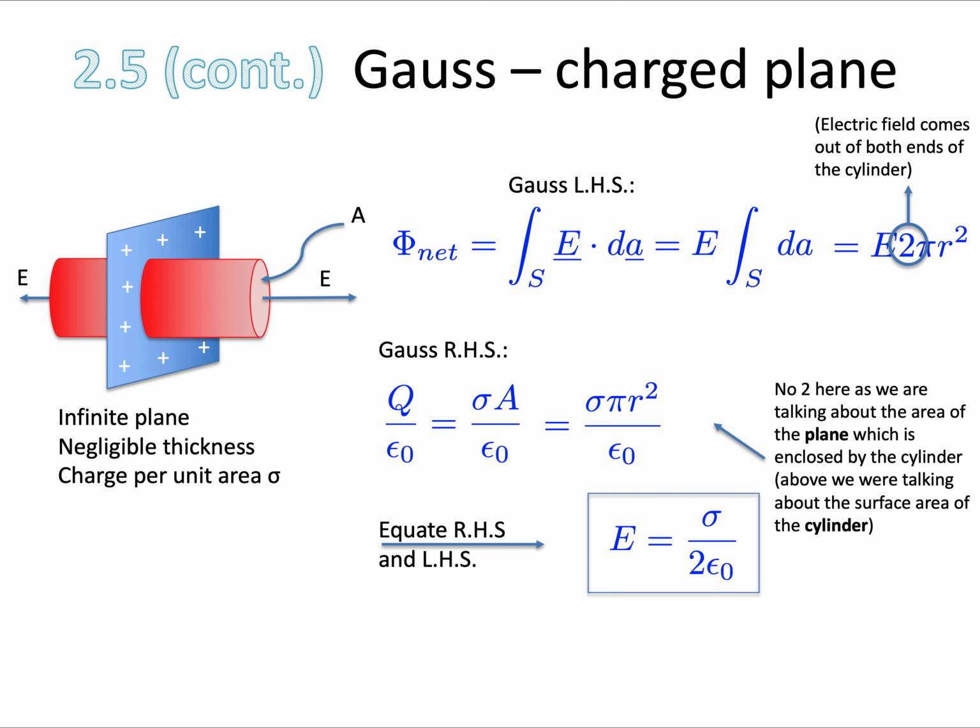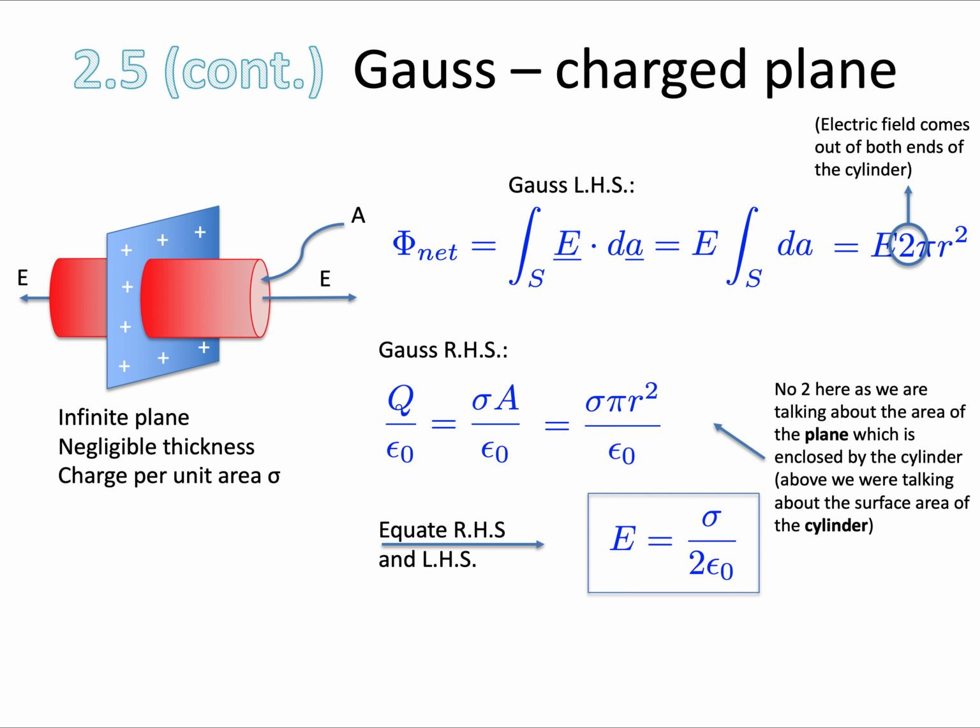Notice that the pi r squared for the area on the ends of the cylinder on the left-hand side and the pi r squared for the area of the plane enclosed by the surface on the right-hand side, they cancel out. So it didn't matter what shape we used. If, for example, we had used a rectangular Gaussian surface going through the plane with a square on each end, so the squares have an area of r squared, the r squareds would still have cancelled out and we would get the same result.